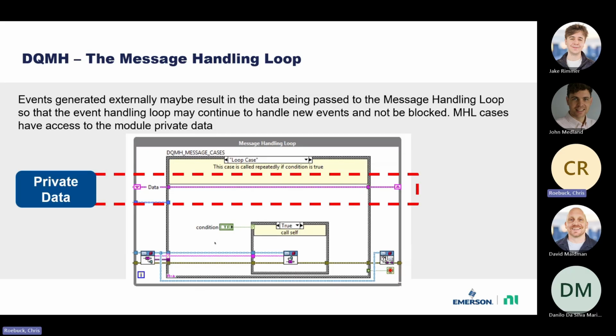And I did mention right at the beginning that actors have state. They have private data. Well, in QMH, what does that look like? It's a cluster passed around the message handling loop on a shift register. If we want to retrieve that data, or if we want to modify that data in some way, then we need to send a message to our DQMH module, to our actor, and ask it, hey, can I have the data? Or here's something new to put into the data. So it's just a type defined cluster that gets passed around using a shift register, and we need to interact with it by actually sending a message to the module.